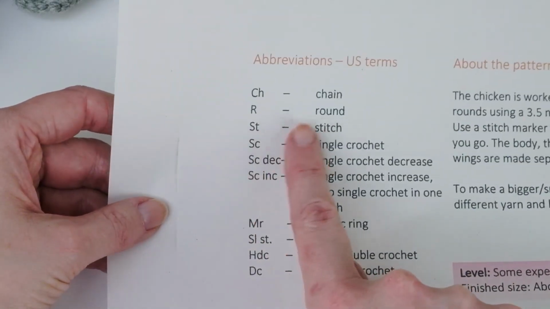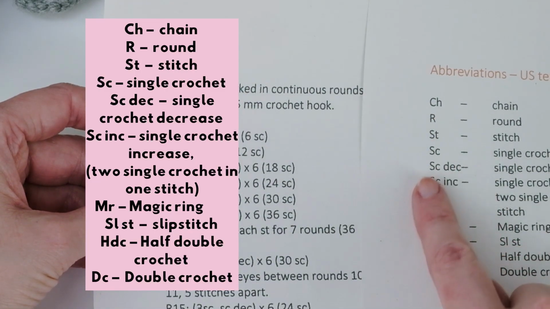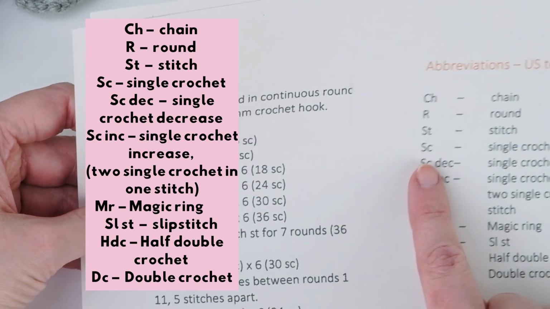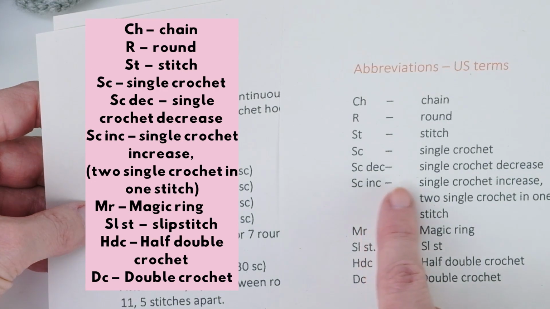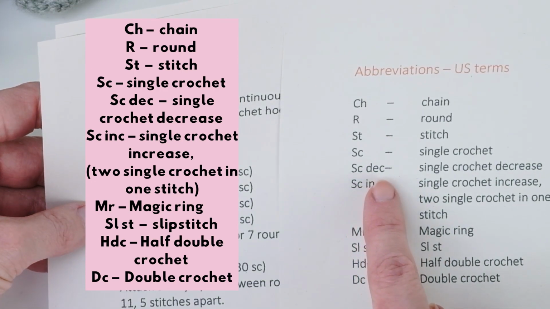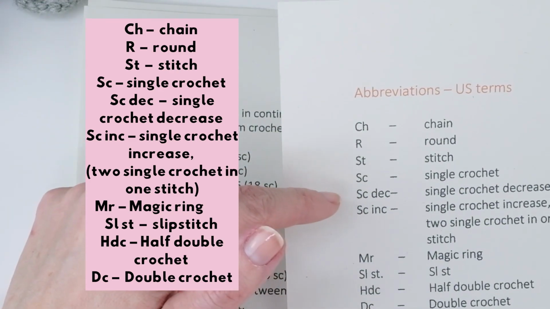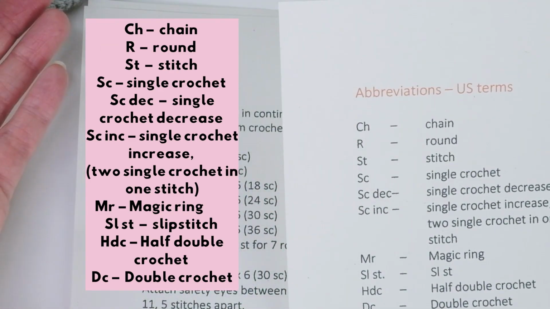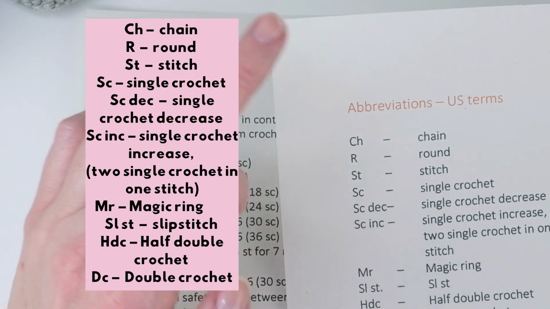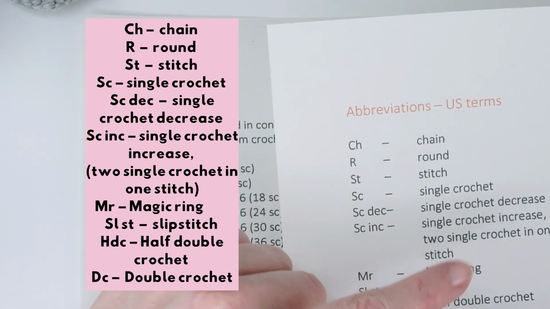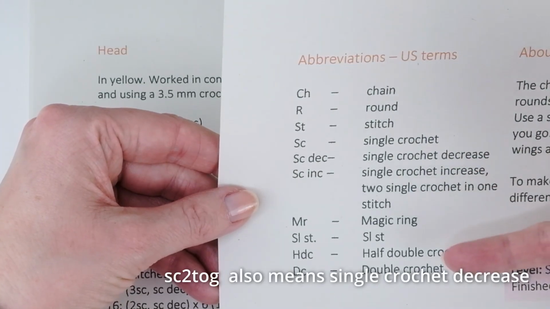So R is for round, chain is CH, stitch is ST, single crochet is SC, and then I have single crochet decrease as SC dec, and SC inc is increase. And in some patterns it can also say single crochet 2 together as SC2TOG. So that could also be a way of writing it, and it means just the same.